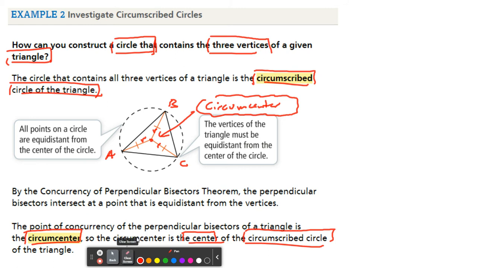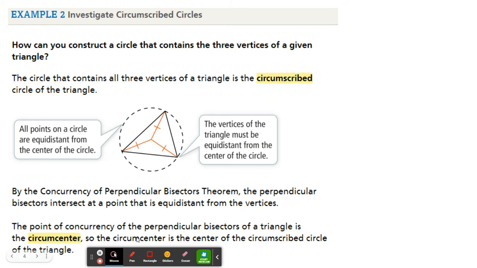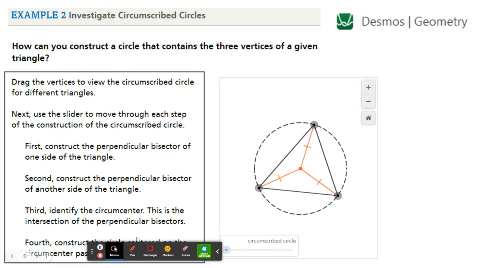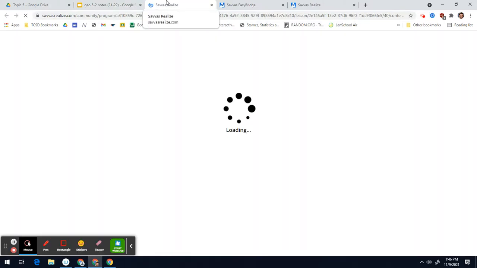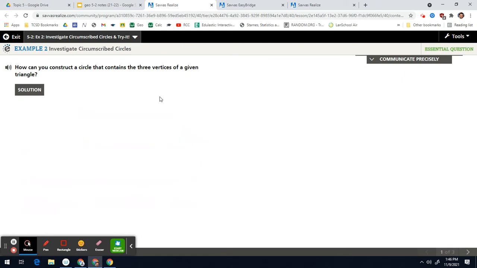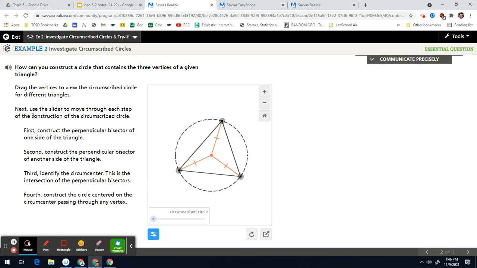Now, I'm going to let Savis show you how to do the construction, and then we're going to do it ourselves. Okay, so you can see the different steps right here. And again, I'm going to let Savis do this for you as we go to that website, so see this. And then we'll do it by ourselves using Desmos Geometry. Okay? All right, so let's go ahead and go to, there we go. Ooh, fancy. All right, here we go.